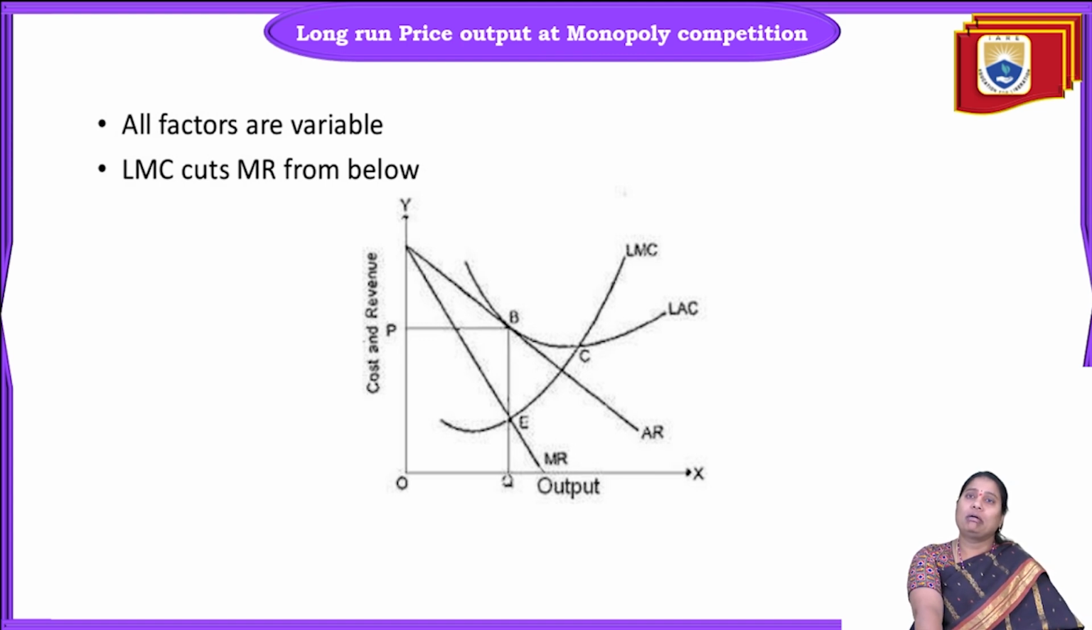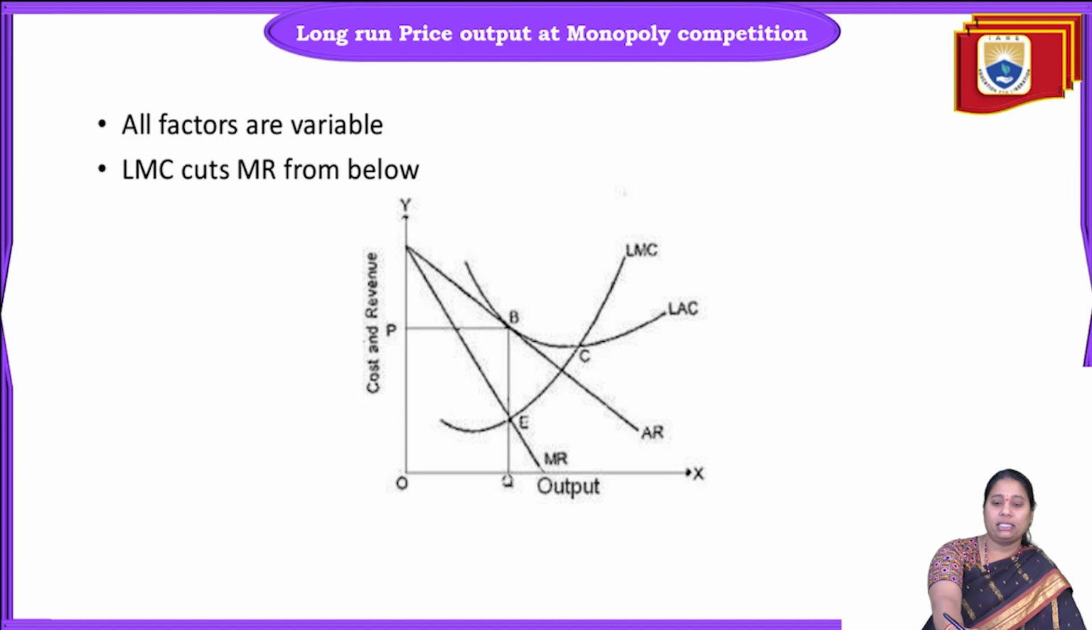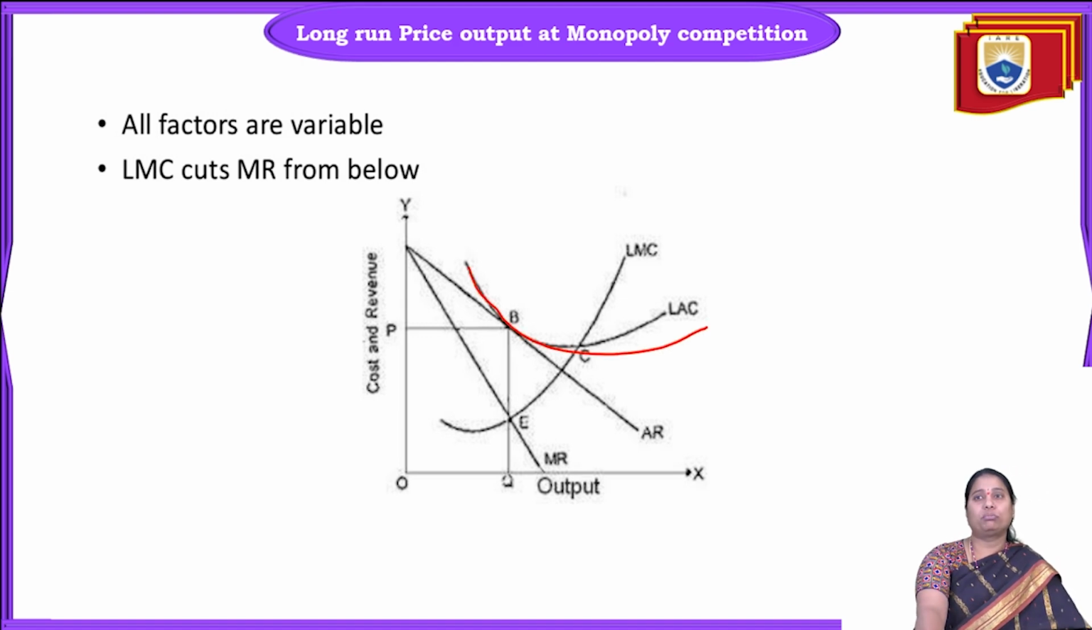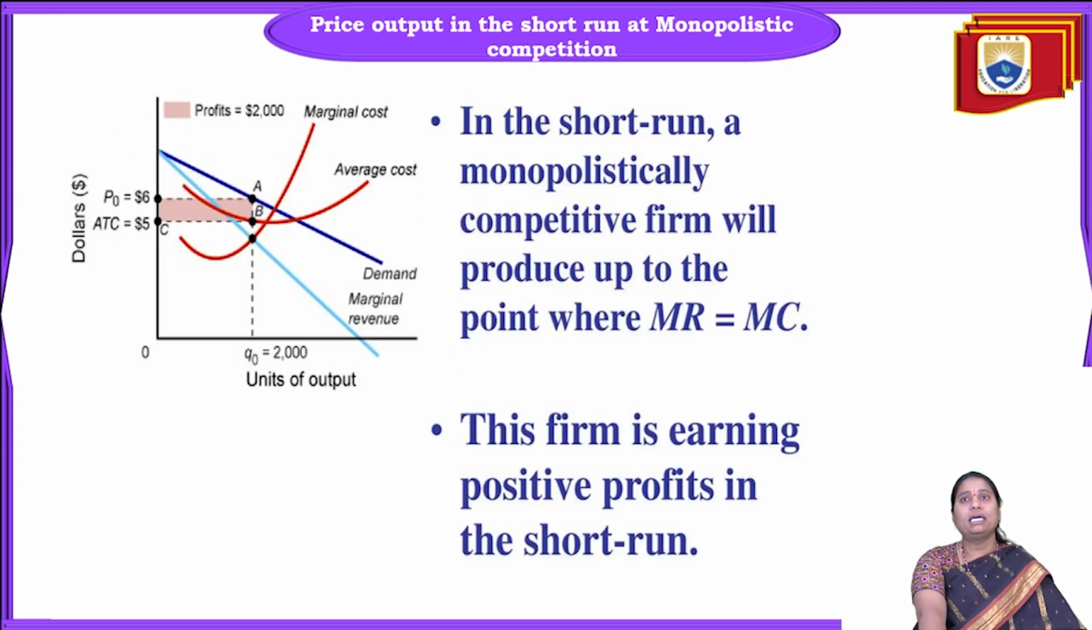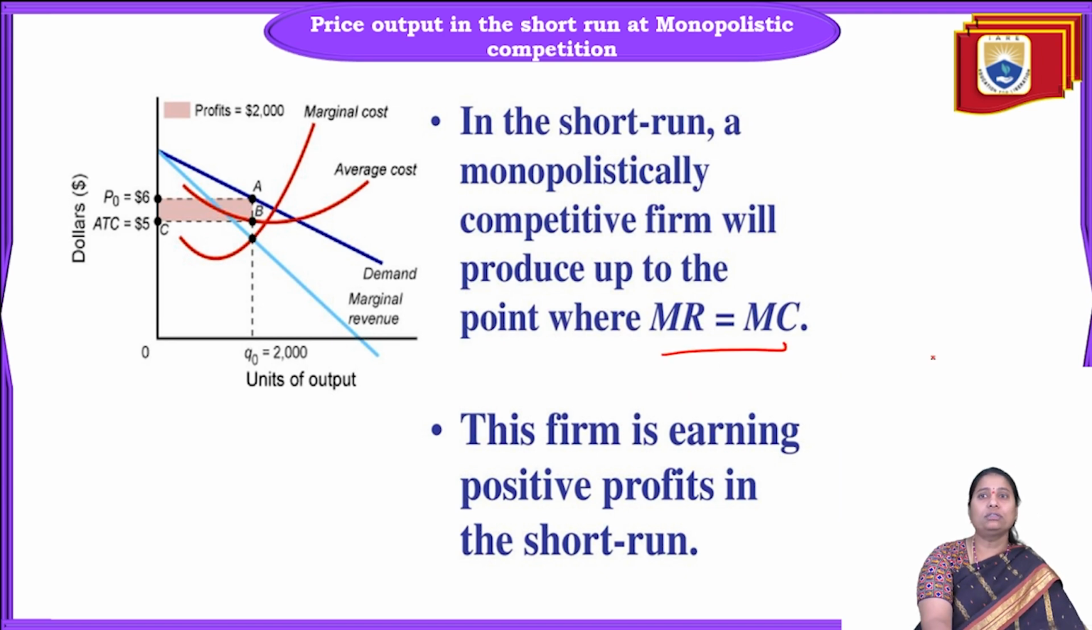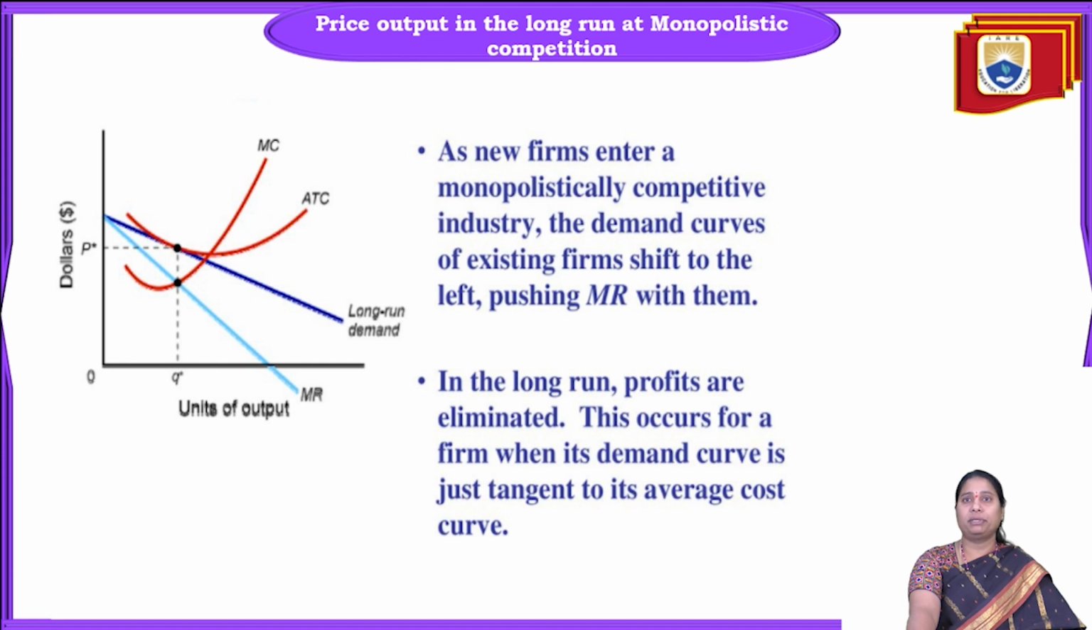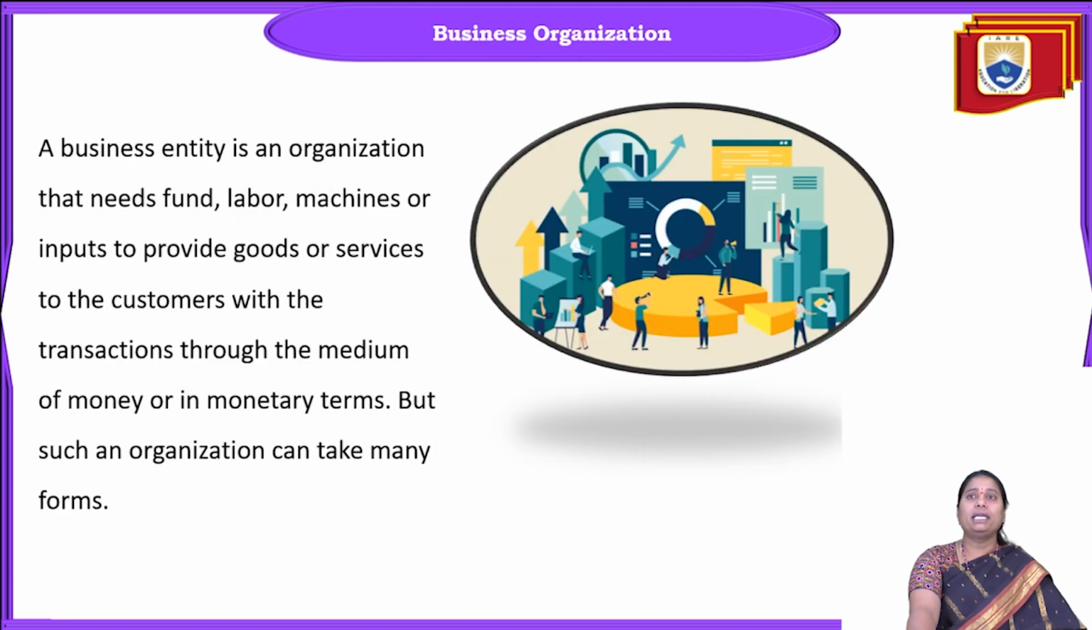As per this, in the long run price and output of a monopolistic competition, all factors are variable, and the long-term marginal cost cuts the marginal revenue from below. It will take a lot of time, more than 1 year, to cut this average revenue line. And the price and output in the short run in monopolistic competition is always produced wherever the marginal revenue equals the marginal cost. By that time only the companies will get the profit, otherwise they won't get any profit. So that is the first half of monopolistic competition.